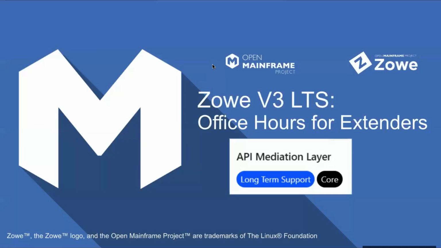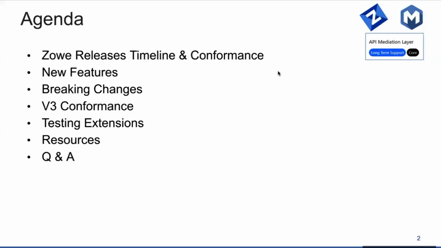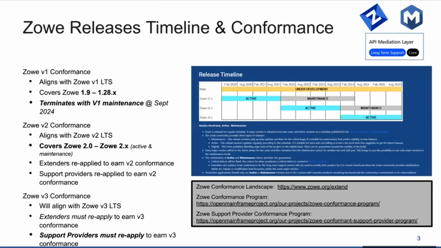But before we get started, just want to give you a little bit of background. This office hours series will focus on specific Zowe components to ensure that we offer all of you who are extending Zowe a deeper understanding of what's happening with V3, including new features, any breaking changes, new conformance criteria, and then where you can begin testing and where to find the technology you can test with. This series and this session is meant to be interactive, so please ask questions, put them in the chat, raise any concerns, and offer any comments on the featured component.